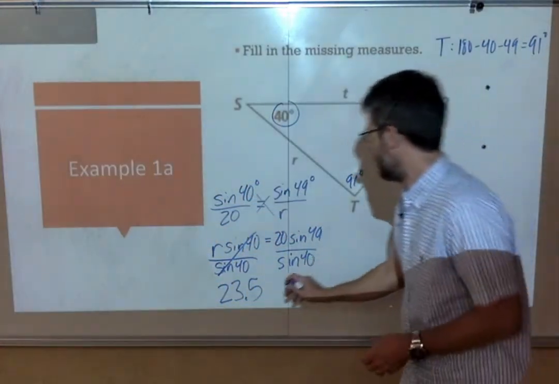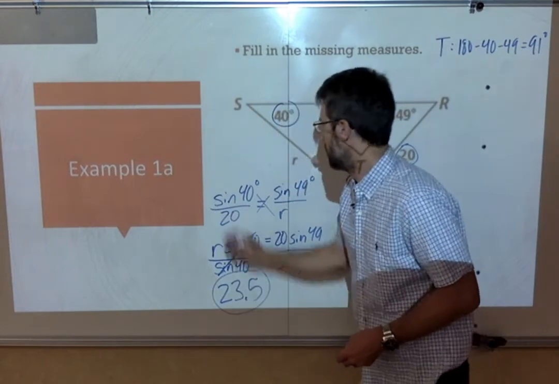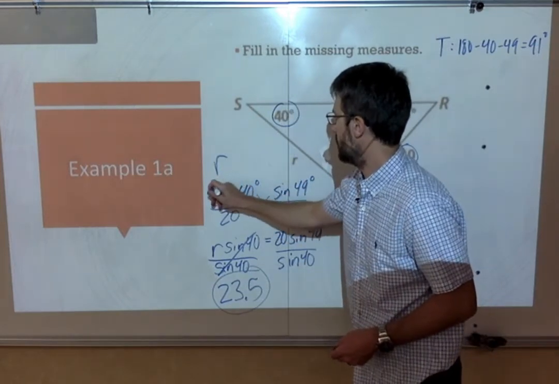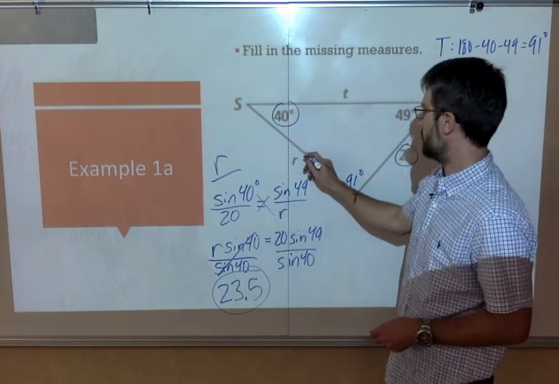So R, we'll say this is R, that section, so 23.5.